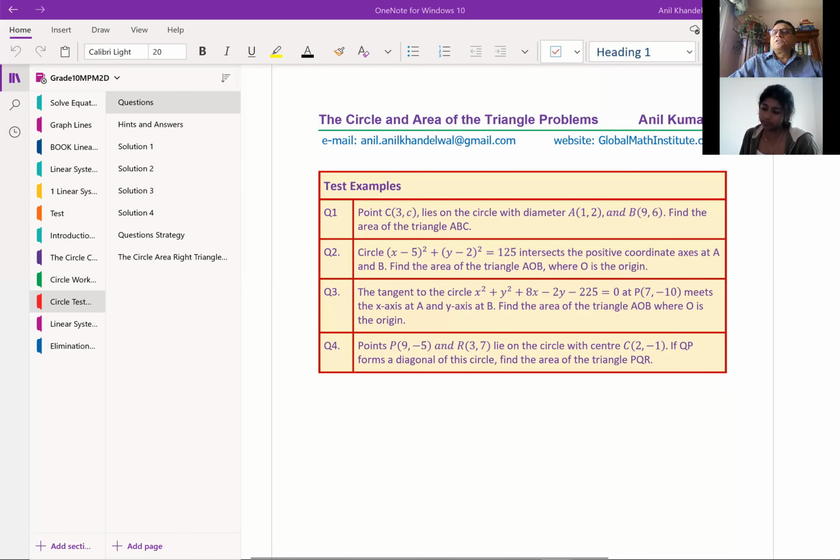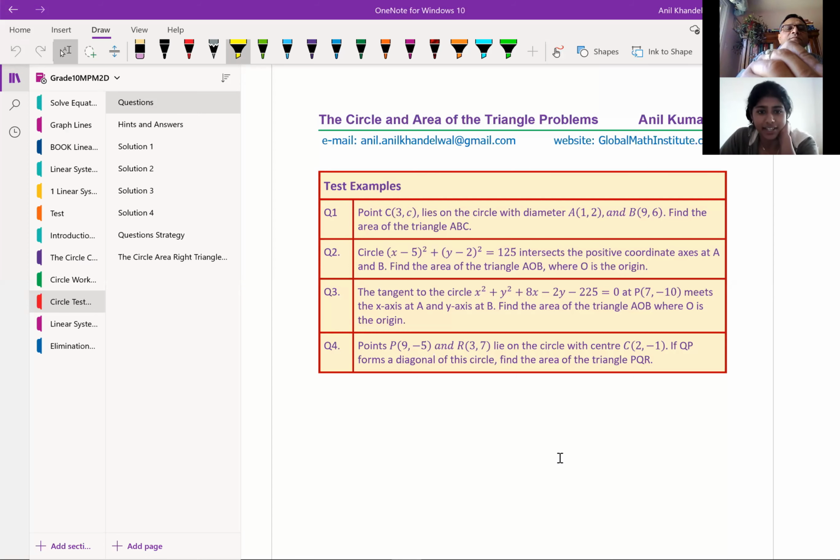Here are the 4 questions for you, Amy. Can you please read them and answer? First, it'd be good if you could suggest the strategy to solve them and then answer these questions. Starting with question number 1. Question one. Point C, (3, c), lies on the circle with diameter A (1, 2) and B (9, 6). Find the area of the triangle ABC. How will you do this question?